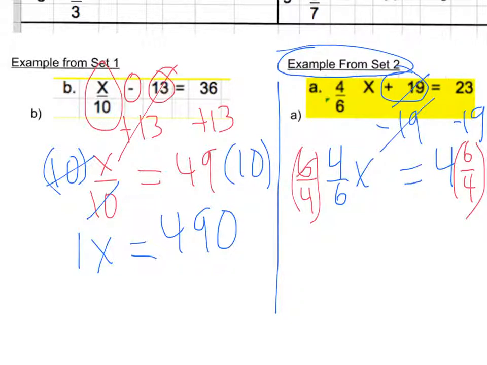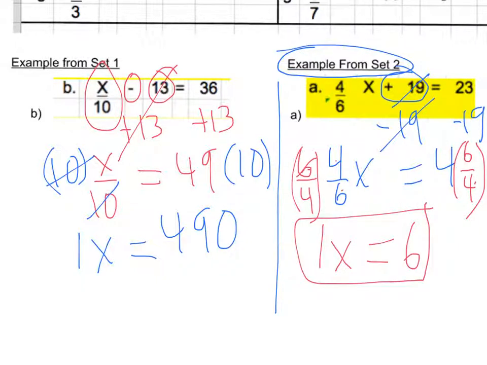So 6 times 4 is 24. 4 times 6 is 24. 24x's divided 24 ways gives us 1x. And then I have 4 times 6 is 24. Divided by 4 is 6. So 1x is worth 6.